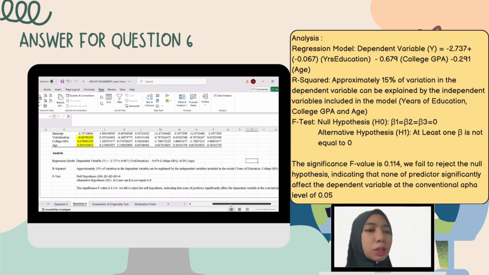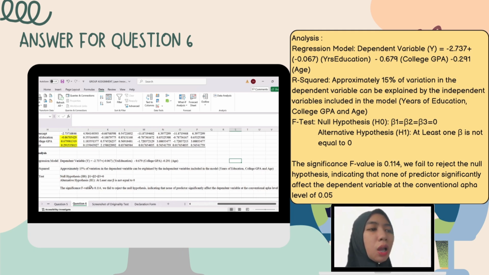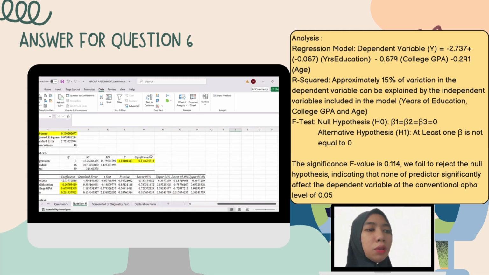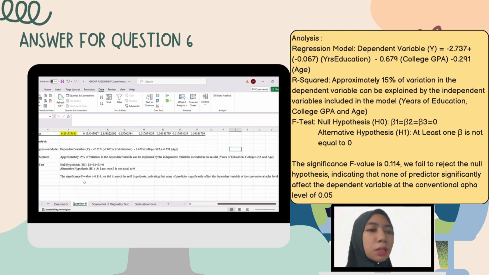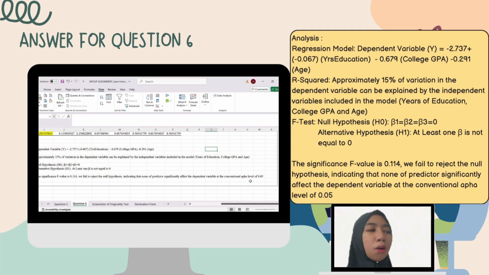So for the conclusions, for the significance F value, we get from here, significance F. So the significance F value is 0.114, which means we fail to reject the null hypothesis, indicating that none of the predictors significantly affect the dependent variable at the conventional alpha level of 0.05. So that's all for question 6.